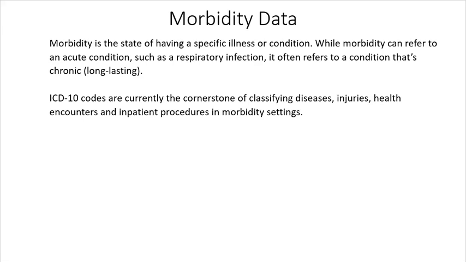ICD-10 codes are currently the cornerstone of classifying diseases, injuries, health encounters, and inpatient procedures in morbidity settings. And so the World Health Organization uses the ICD-10 codes to collect this morbidity data, and then they can compare across continents or countries how many COVID-19 infections there are in the United States versus how many COVID-19 infections there are in England. All right, that's ICD-10 used for morbidity data.